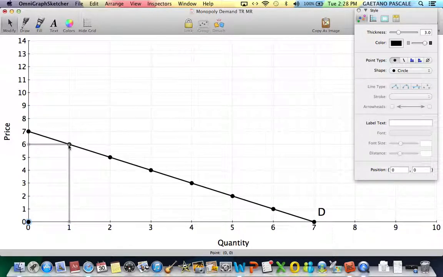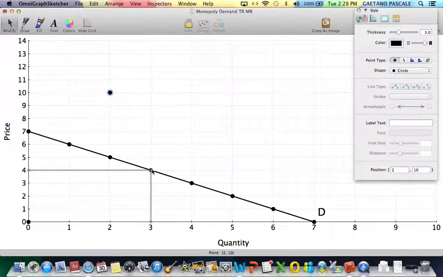At a price of 6, people want to buy 1. The quantity demanded is equal to 1. So P times Q, 6 times 1 is equal to 6. So let me put that point right there for total revenue. At a price of 5, the quantity demanded is equal to 2. So 5 times 2 is equal to 10. Put that point in.